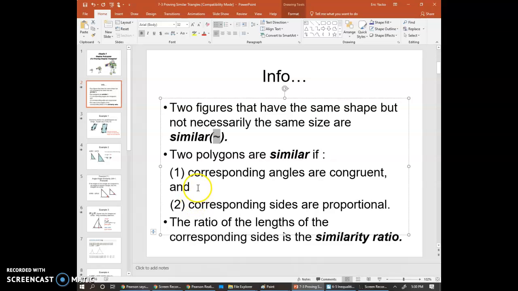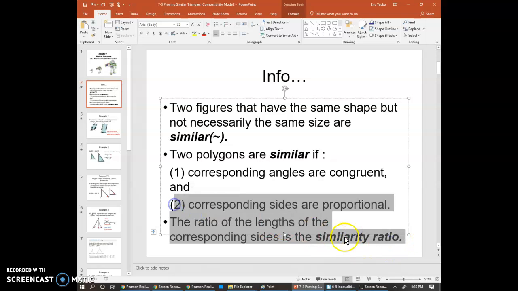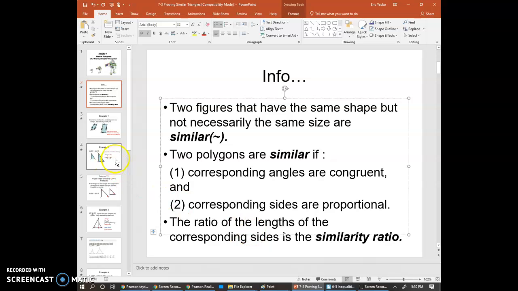All right, so we know they're similar if they have angles that are congruent and sides that are proportional, meaning the sides have to have equal ratios. The corresponding sides, meaning the sides in the same position, form equal ratios. We're basically going to look at that in a lot of the examples later, the idea of proportional sides. The similarity ratio is the ratio between the sides.